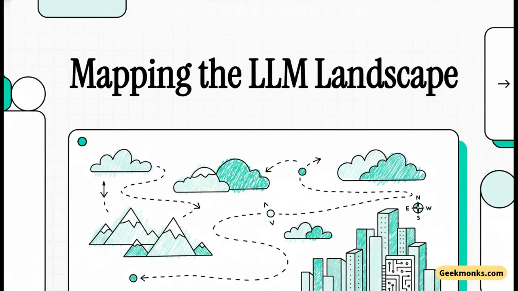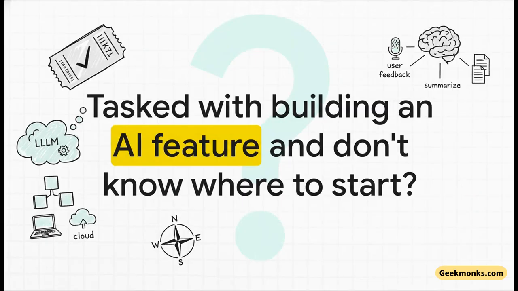So, let's dive. Does this sound familiar to you? You get a ticket dropped in your lap. Something like, hey, integrate some AI to summarize user feedback. And look, you're a great engineer, you know your stuff, but this whole LLM world, it's huge. Where do you even start? Which model do you pick? Which API do you call? Should you run it locally, in the cloud? It's a classic problem, and honestly, we're gonna break it all down, step by step.